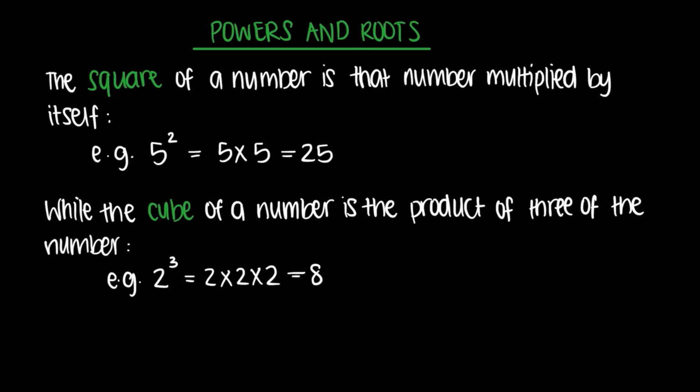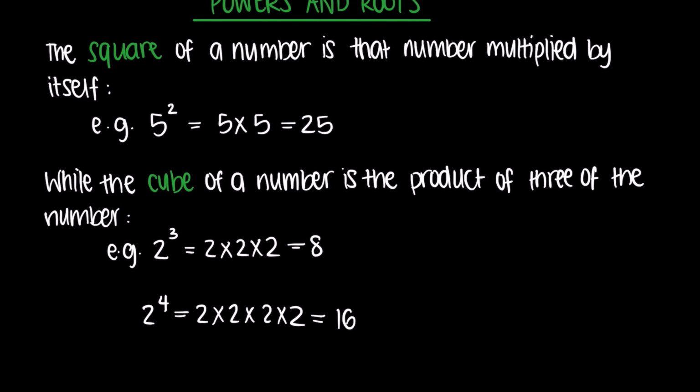And we can also find powers of other numbers. The only difference is that we don't have a special name for them. For example, 2 to the fourth power is 2 multiplied by 2 multiplied by 2 multiplied by 2, which is 16. And 2 to the fifth power is 2 multiplied by 2 multiplied by 2 multiplied by 2 multiplied by 2. And this is 32.